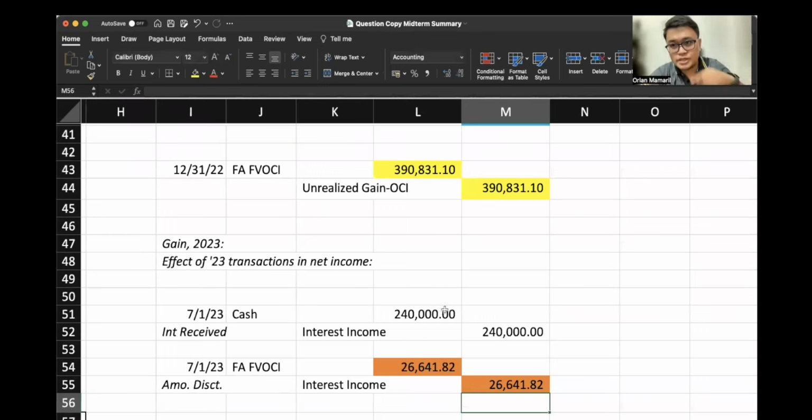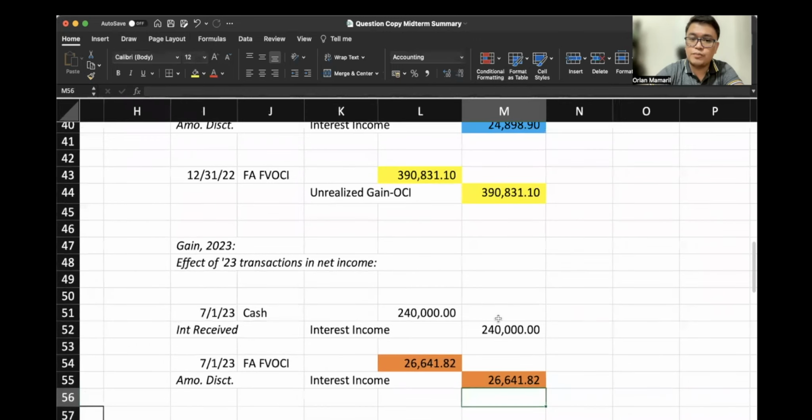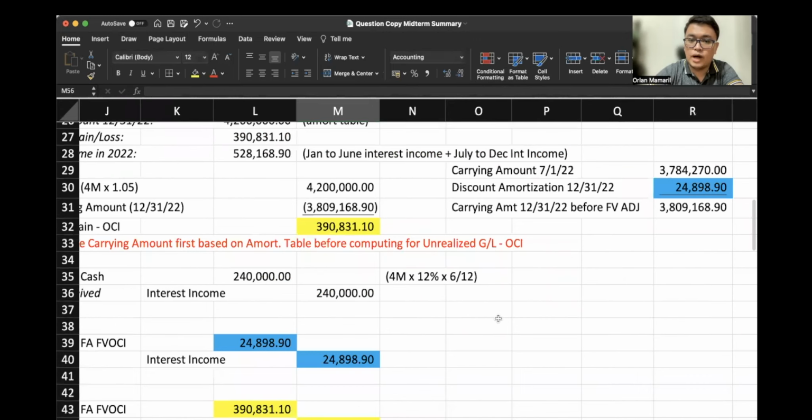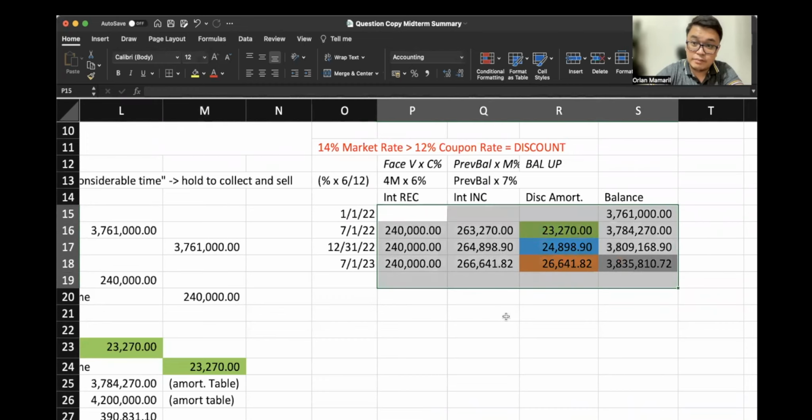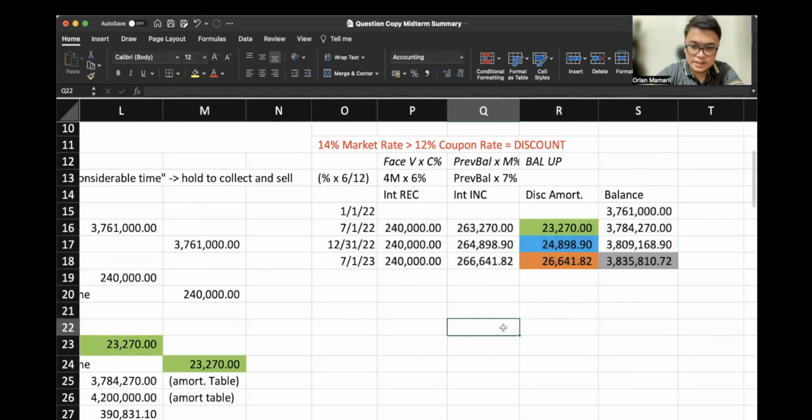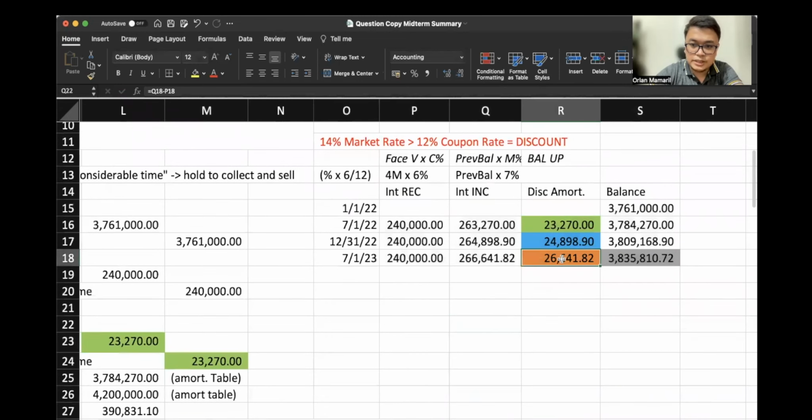If you haven't prepared this, you will think again, okay, how would I compute it? I would update this for 2022, now I would update this for 2021 or 2023. At least when you prepare the amortization table one time, every problem can be answered with the amortization table, right? You can use that as a reference. So that is the amortization again on July 1, 2023, the difference between the interest income and the interest received.